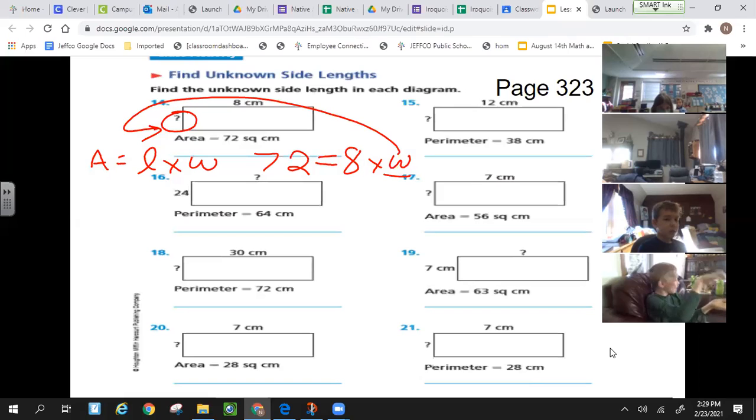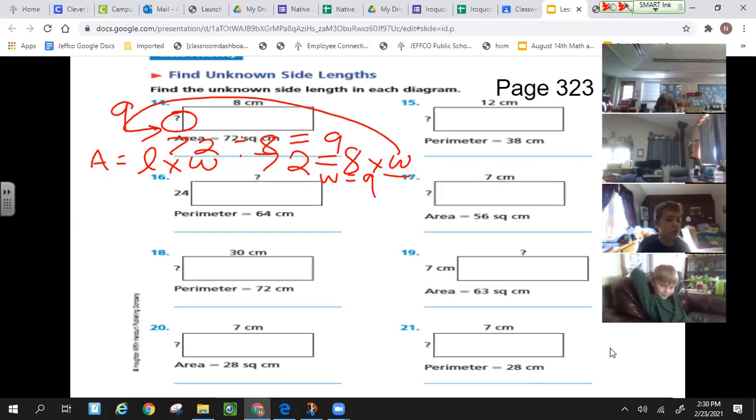So you're really trying to figure out what times 8 equals 72. And to do that, like Henry said, you would divide, you use the inverse operation. So go ahead and write that. You can write 72 divided by 8 equals 9. W equals 9. Excellent.